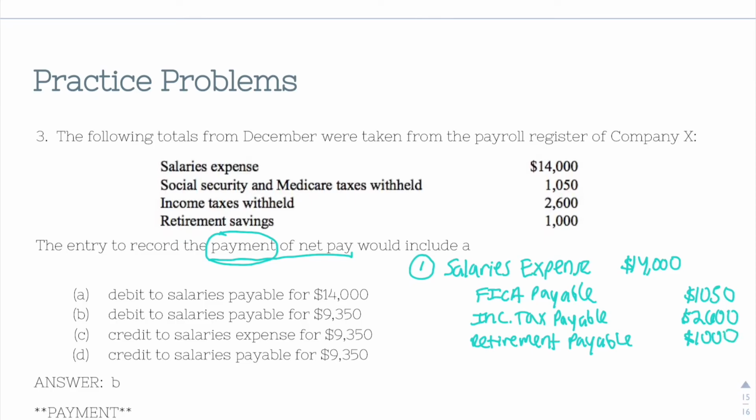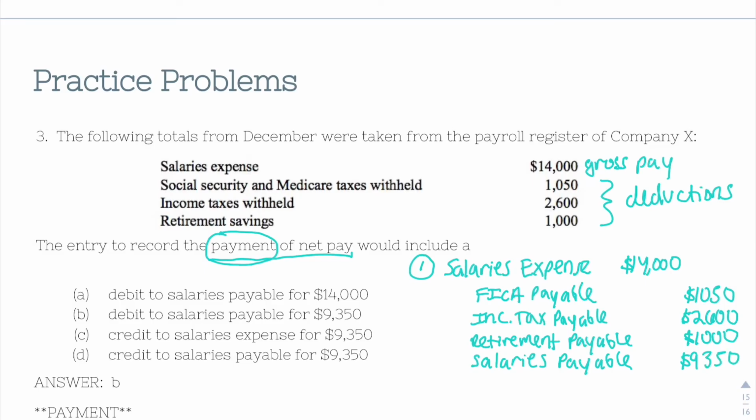And then we are going to credit salaries payable, which is equal to our net pay, if we remember, for our gross pay of $14,000 minus our deductions. If you do that, the $14,000 minus $1,050 minus $2,600 minus $1,000, you get that salaries payable is equal to $9,350.